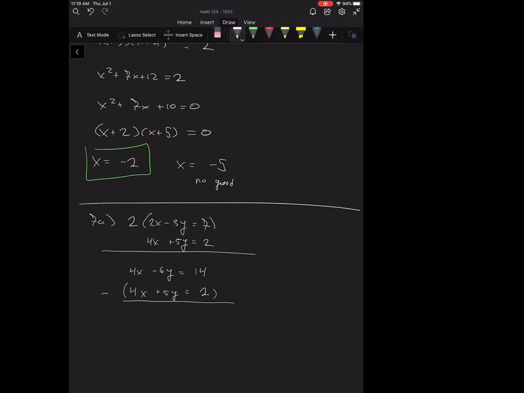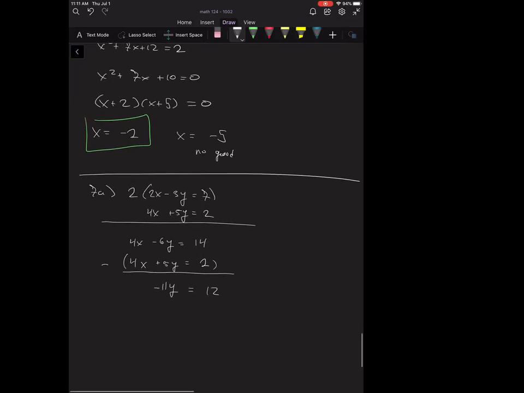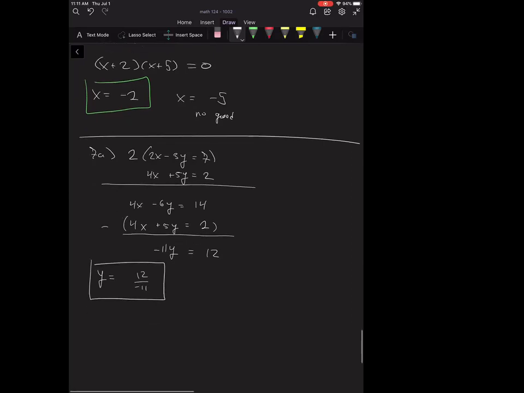And then we'll have minus 6y minus 5y, so minus 11y, and 14 minus 2, which is 12. Then we divide by the minus 11, so we get y is equal to 12 over minus 11. So there's one of our answers. And now what we need to do, let's just take any of our beginning equations. Let's take the first one, 2x minus 3y equal to 7.